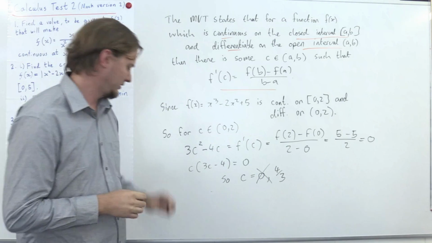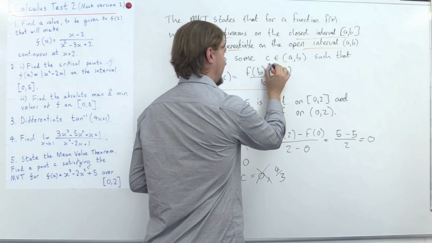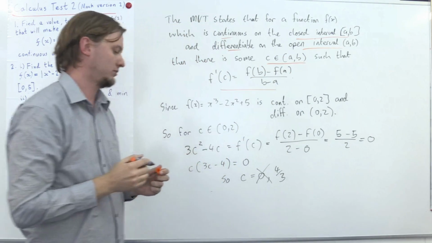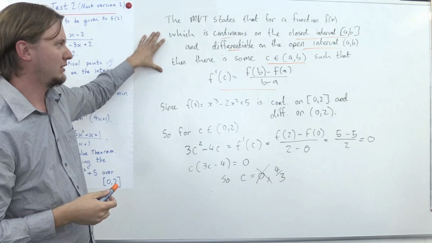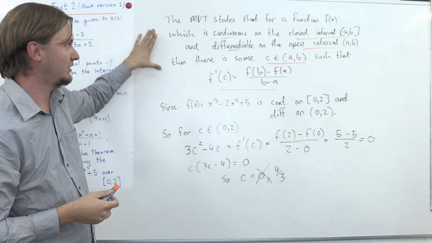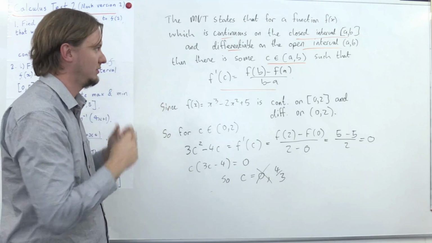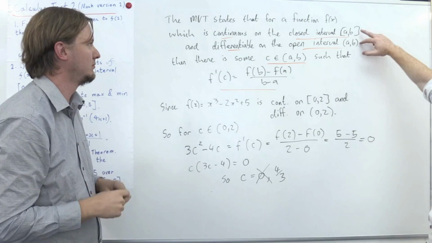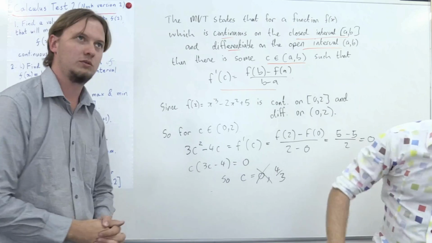So yes, the theorem does explicitly have that in it. It does say in the open interval. But yes, I guess you'll just have to remember this definition. If you get a question asking you to state the mean value theorem, you'll just need to state what it says. And remember which one is open and which one is closed. Yes. All right, next question. Okay.